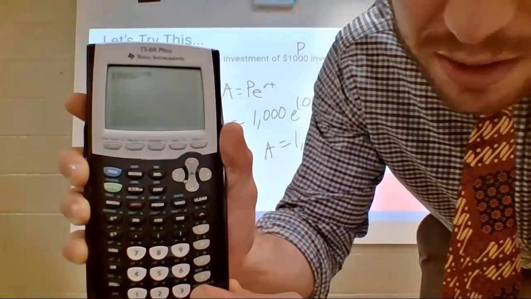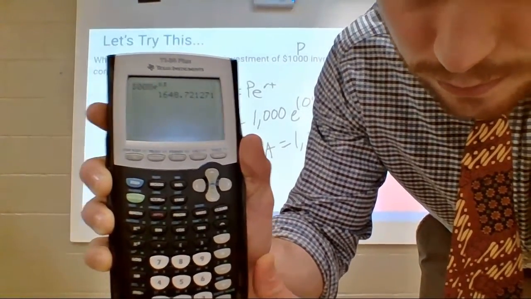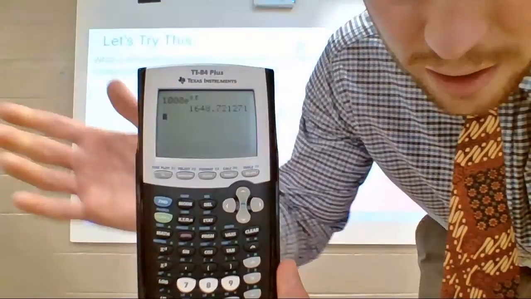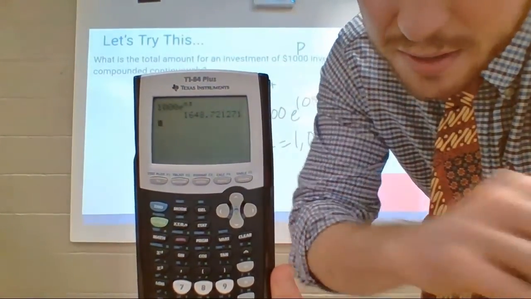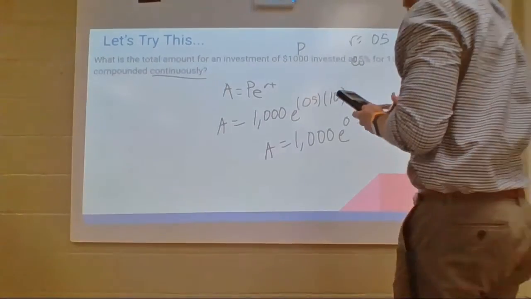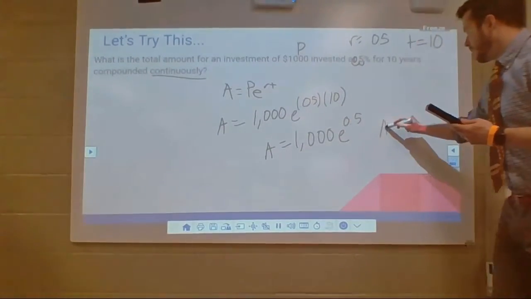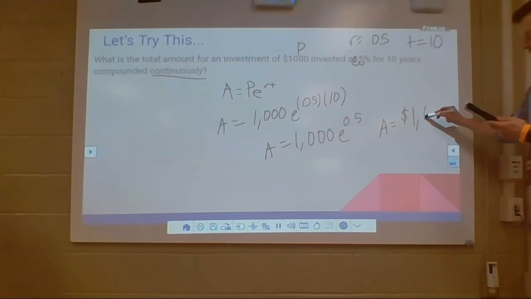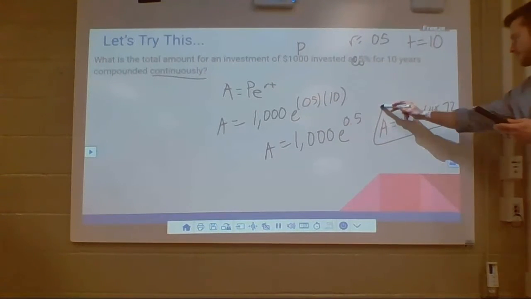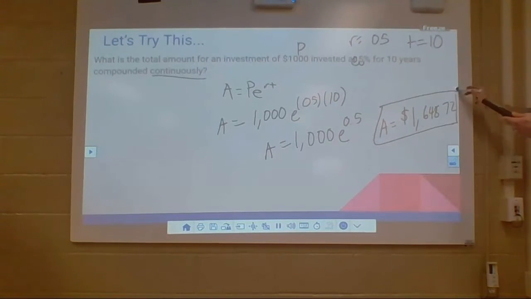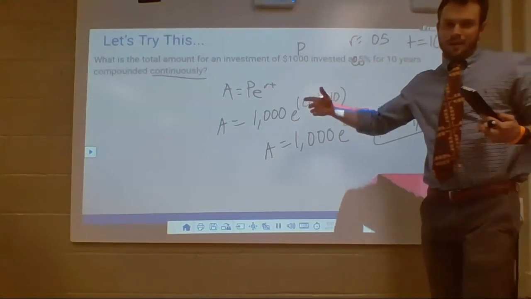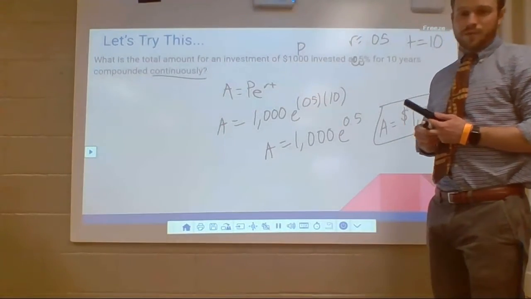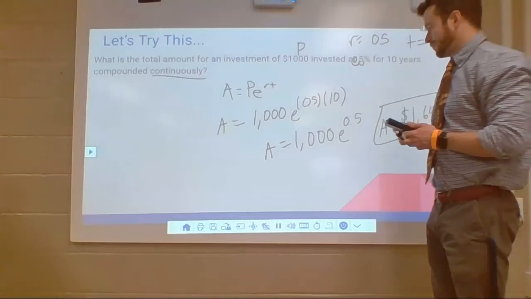All right, so e to the 0.5 power. I'm going to hit enter. And this is money, right? So we're going to round this to the nearest cent. The final amount is going to be $1,648 and rounds to 72 cents. All right, so for this one, we just plugged and chugged into our formula. That's all we needed to do.